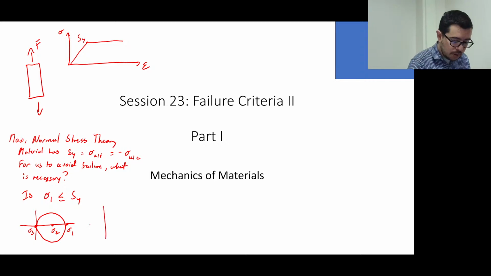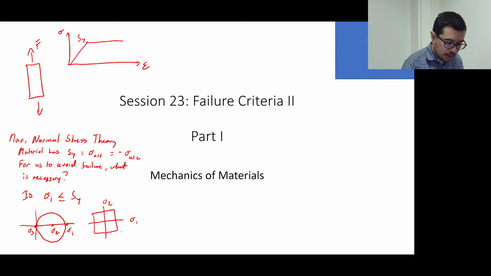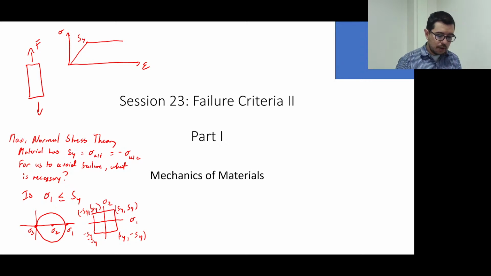And on a sigma 1, sigma 2 plot, I've got a box, right? And essentially this is going to be SY, this is going to be minus SY, and maybe it's better to do it like this: SY comma minus SY, SY comma SY, minus SY comma SY, okay, like that, right? And so you just got to make sure you're in the box.